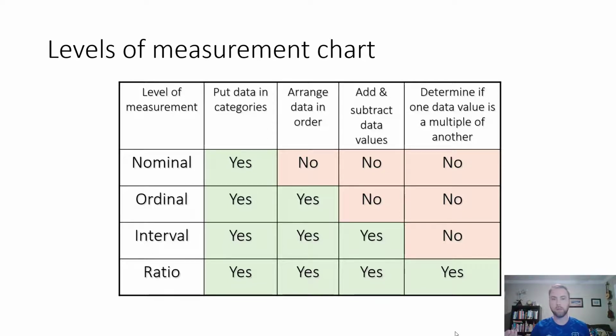Add and subtract values. You can't do that with ordinal data. Think about small, medium, large, first, second, third. There's no addition, subtraction there. Those are extrinsic values applied to groupings. Lastly, can you determine if one data value is a multiplier of another? You cannot do that with interval data, but you can do it with ratio data. Okay, so that's your cheat sheet.